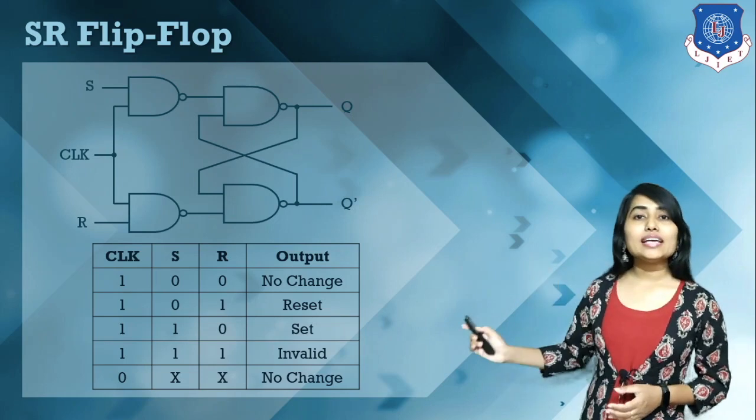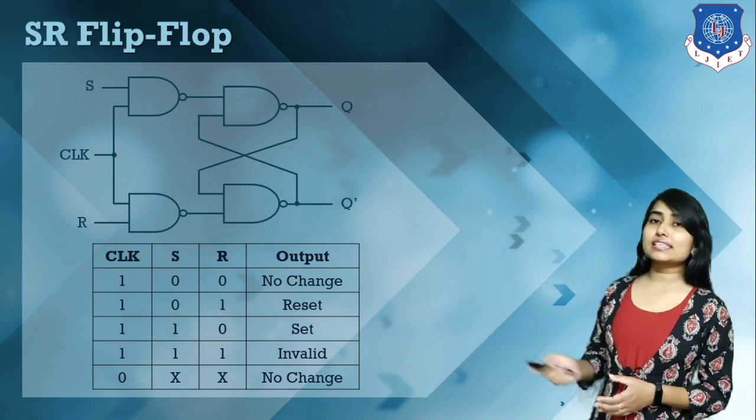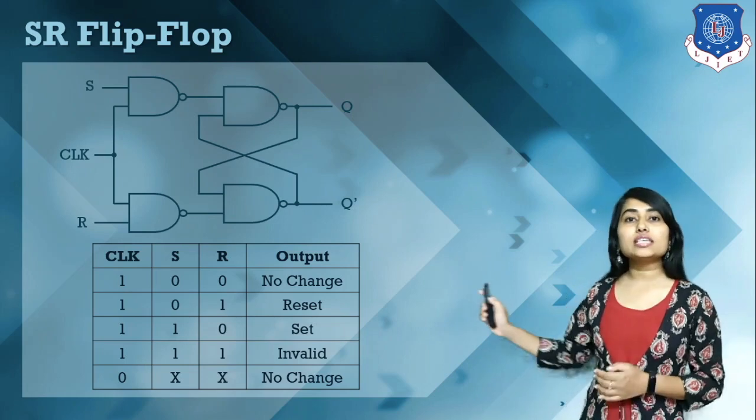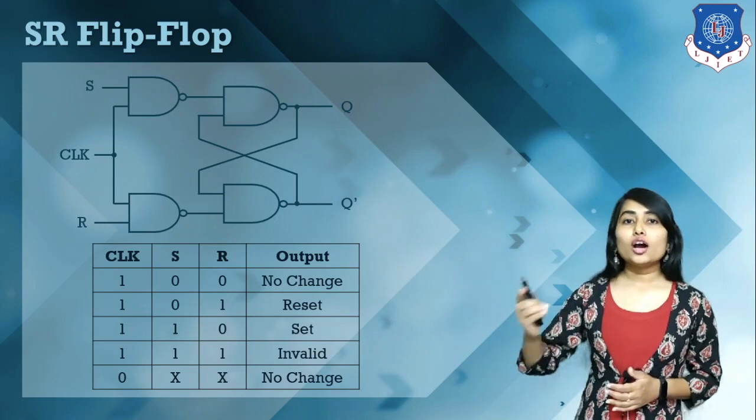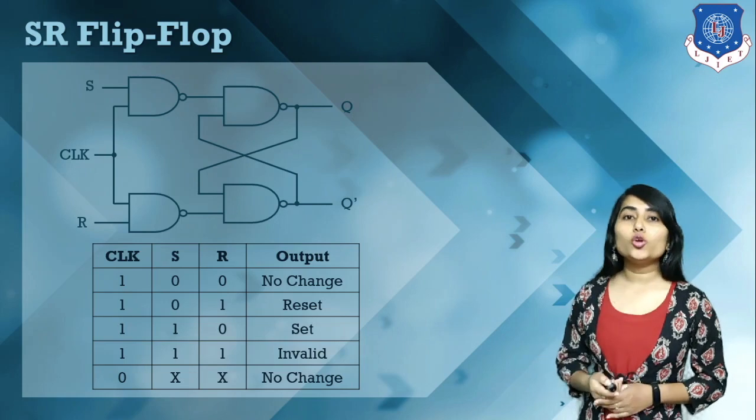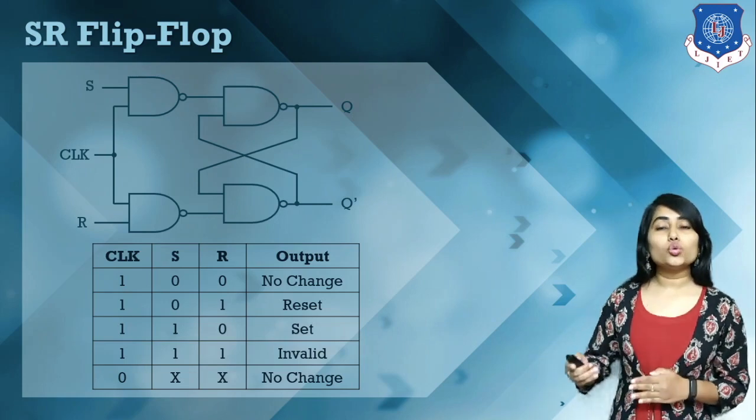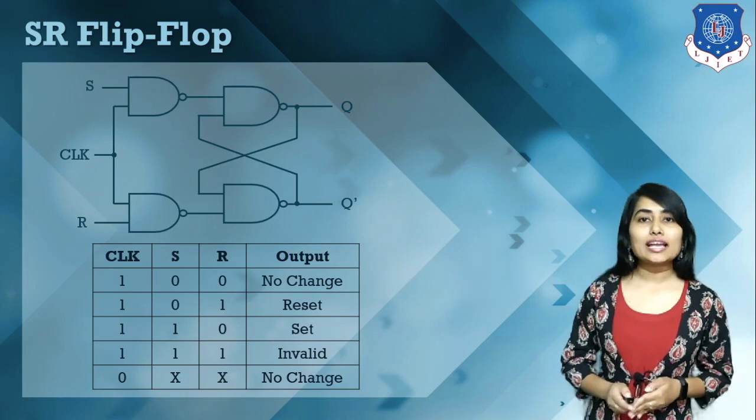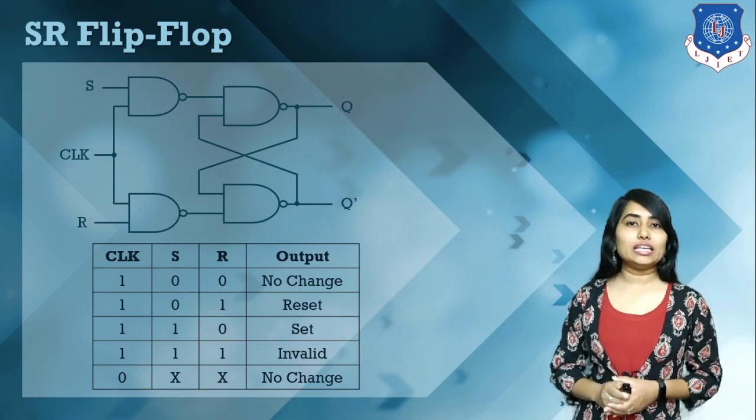And for S equal to 1 and R equal to 1, we have an invalid state, because in an active high SR flip-flop, whenever S and R are equal to 1, we have a normal output and its complemented output equal to 0. That means this Q and Q dash are both equal to 0, which is practically impossible. That's why whenever S and R are equal to 1 1, we have an invalid state.